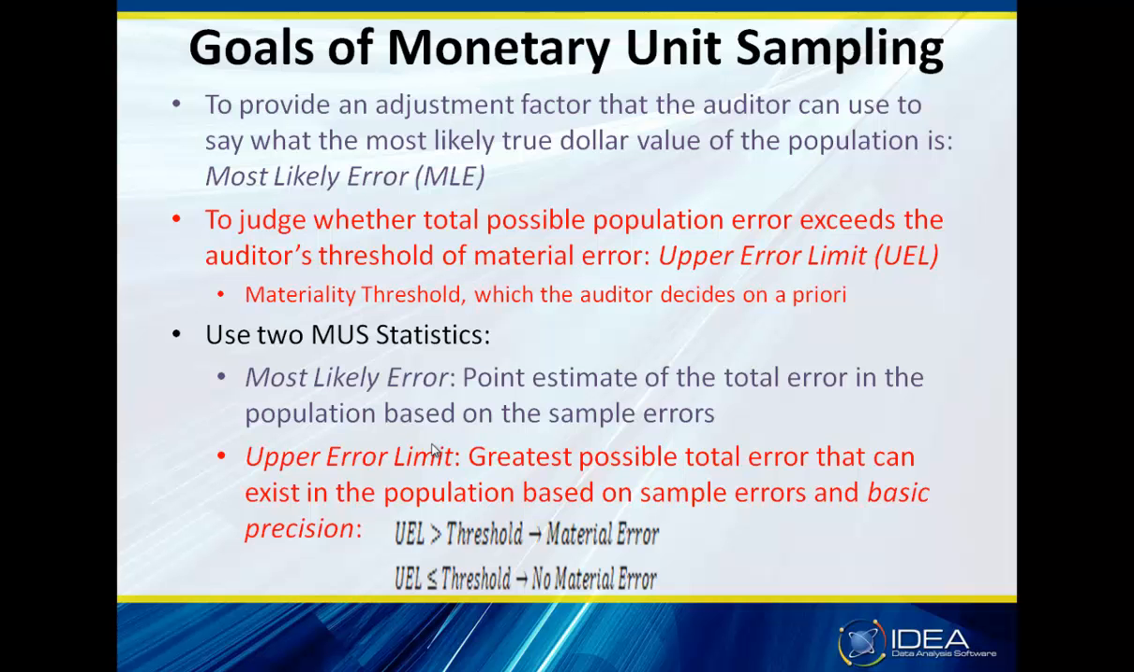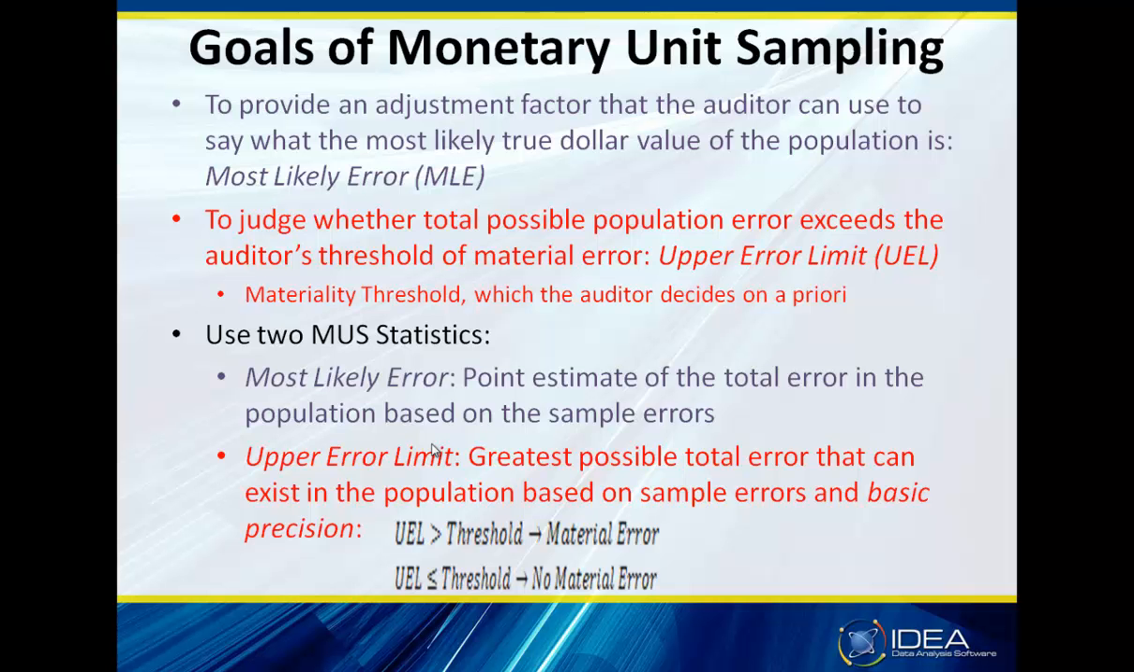What we're going to do here is relate the upper error limit to the materiality threshold. By deciding on what the materiality threshold should be, that helps you determine certain inputs when you go in to plan your sample using MUS. These two statistics: the most likely error is the point estimate of the total error in the population based on the sample errors. Based on the sample errors you get, we can tell you what the most likely error is as a projection back against the population. And that way you can say, well, I more than likely need to adjust the value of what I think the population value is up or down by this amount.